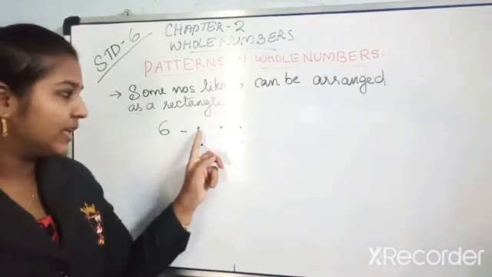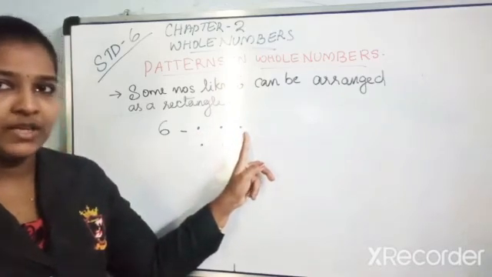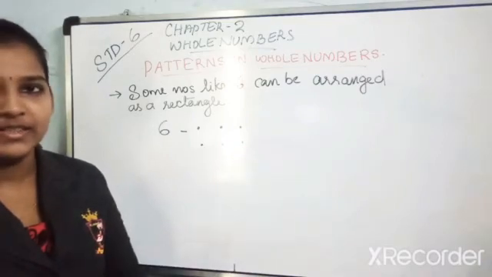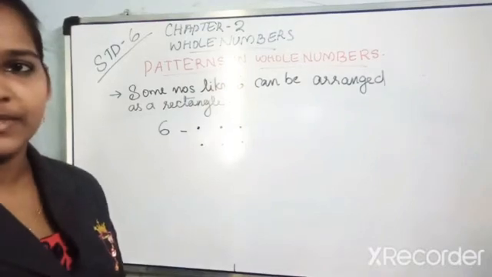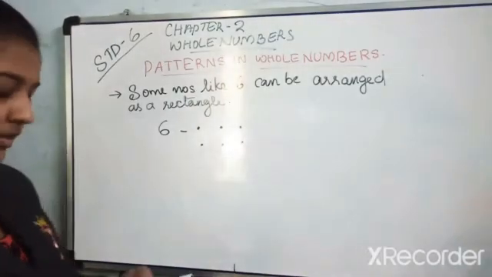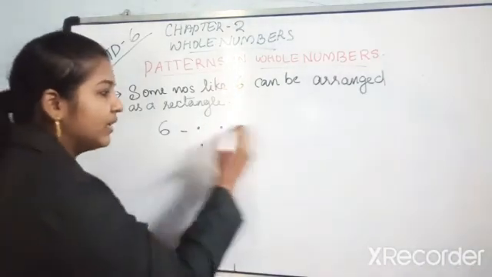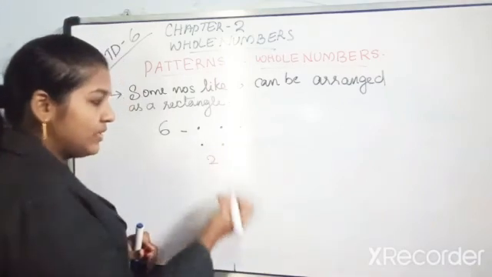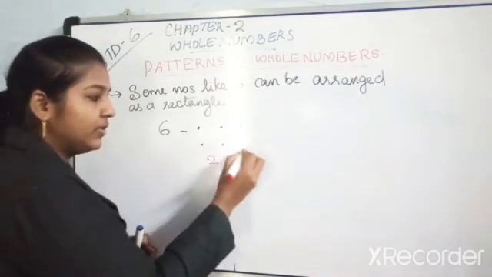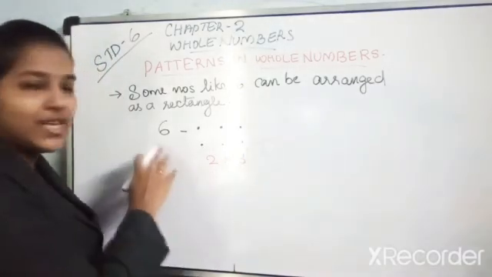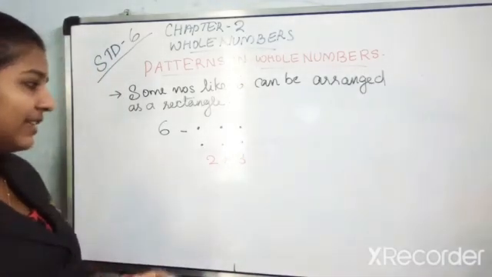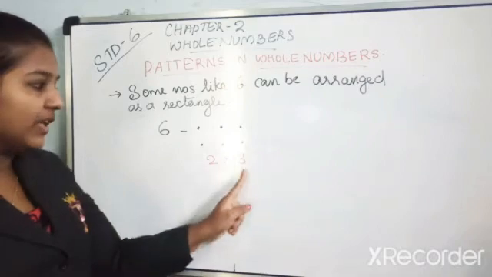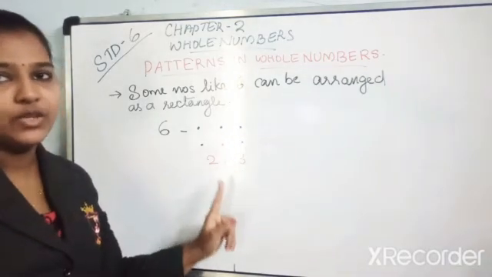So 3 in a row and 3 in another row. This way we can arrange the number 6. Look children, here we can see that it has 2 rows, that is 1, 2, and how many columns? 1, 2, 3. 3 columns. 3 2s are 6. So we can arrange it like this. When we are arranging it with dots, you can draw 2 rows and 3 columns like this.